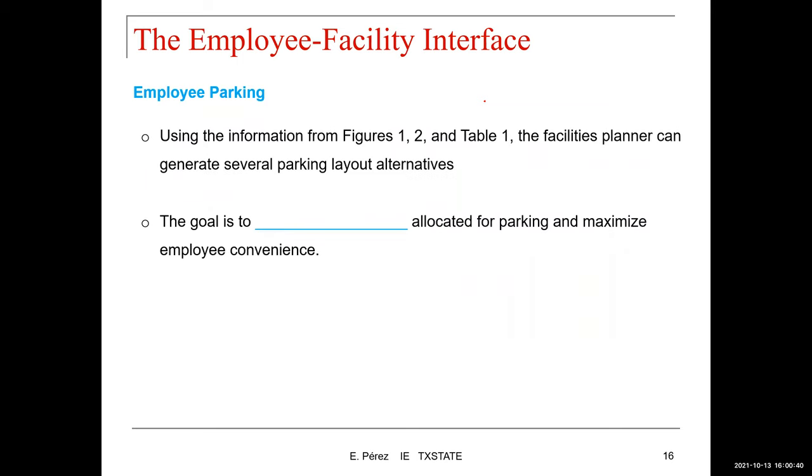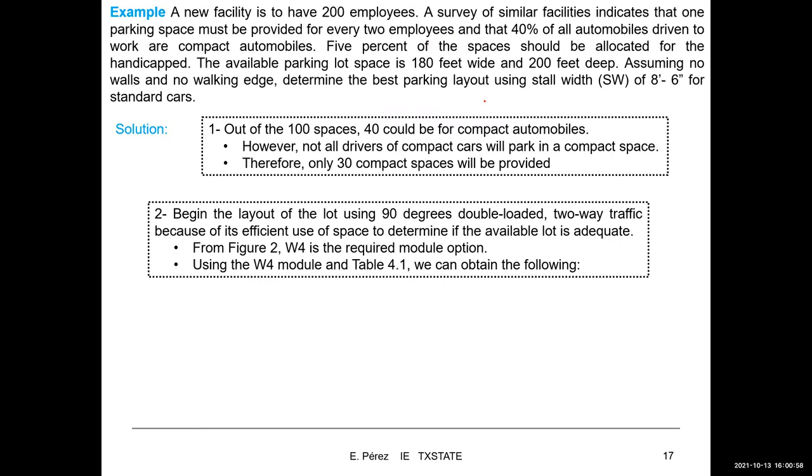So using the information from figures 1, 2, and table 1, the facilities planner can generate several parking layout alternatives. The goal is to optimize the space allocated for parking and maximize employee convenience. So let's look at one example.